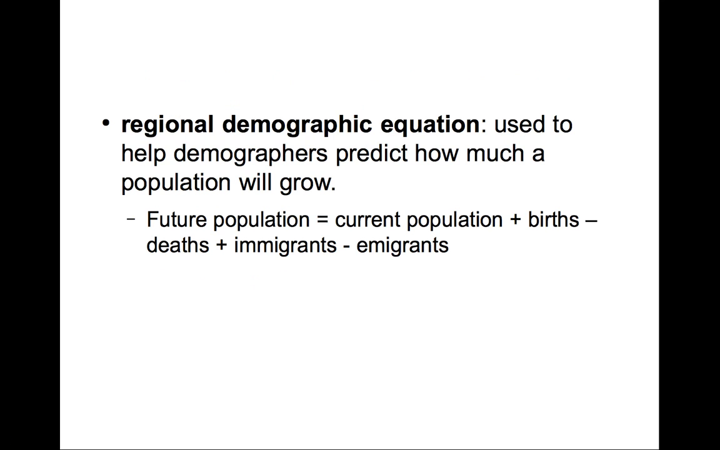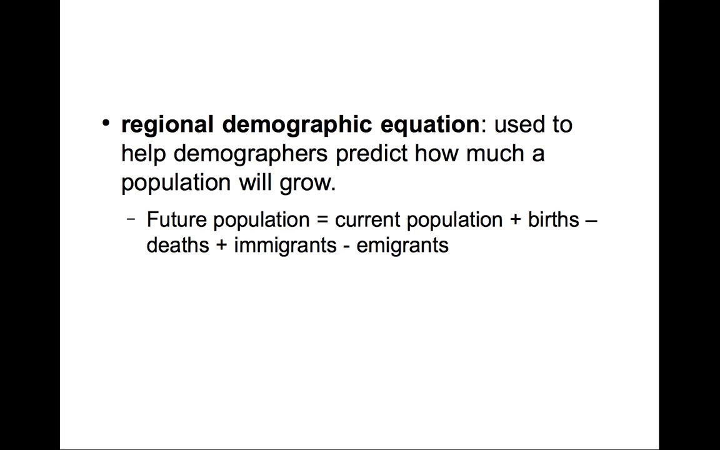Something that's not in your Rubenstein book but might show up on the AP exam in May is something called the regional demographic equation. And this one is good because it allows you to include immigration and emigration within a country or to or from a country. It's used to help demographers predict how much a population will grow. So you'll have the future population equaling your current population, plus, of course, births minus the deaths. But then we add in plus immigrants and minus emigrants.